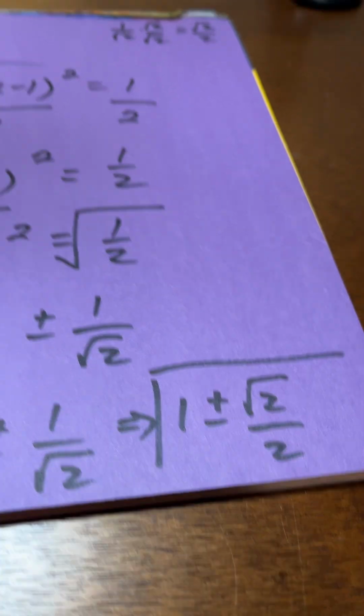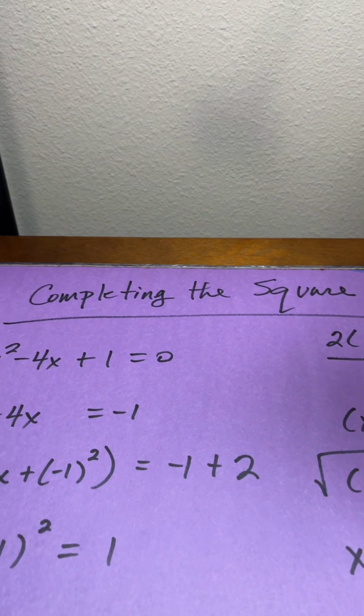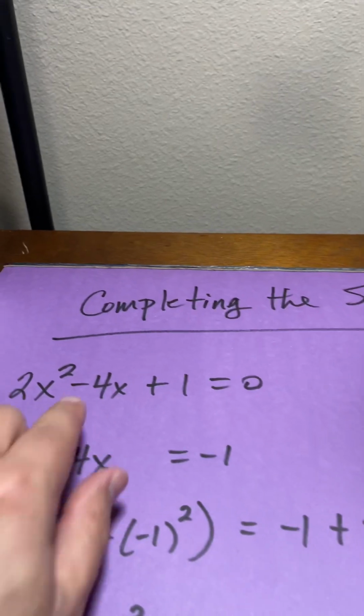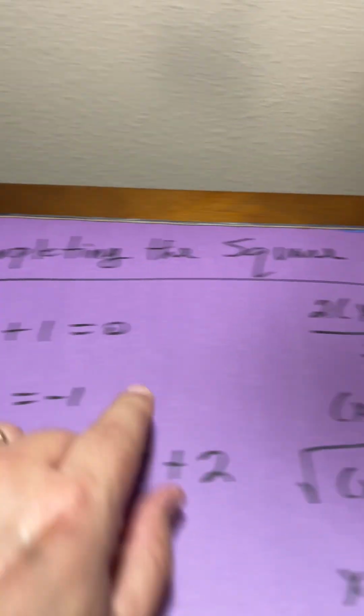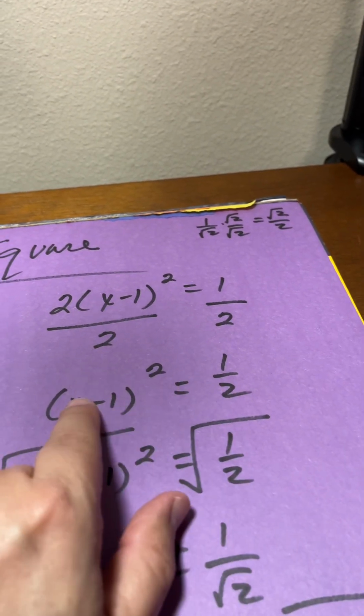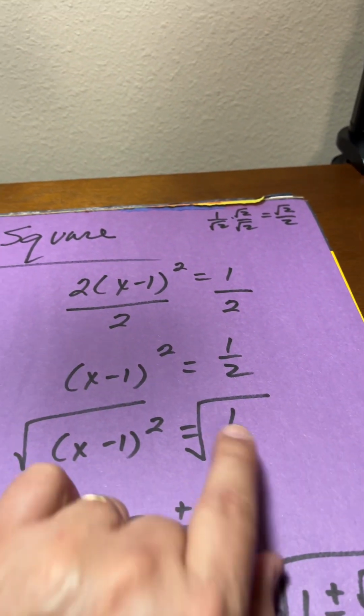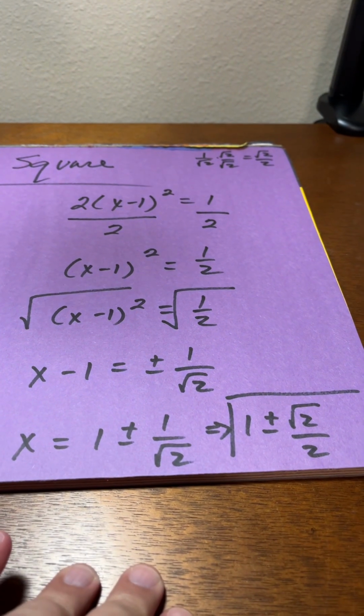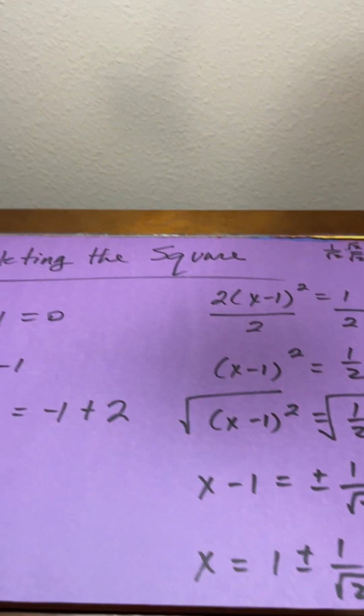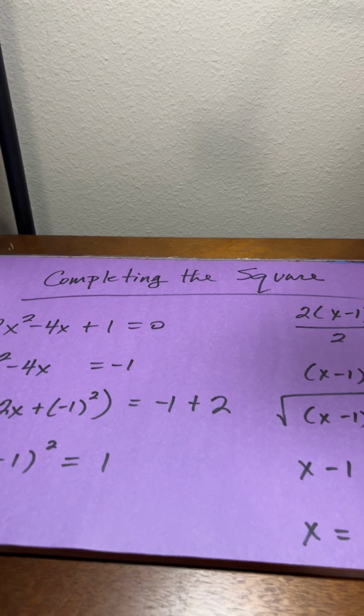So this process is called completing the square. We took something that was not a perfect square, and we made it into something that was a perfect square. And the benefit of that is that we could just take the square root of both sides in order to solve it. So this is solving a quadratic by completing the square.